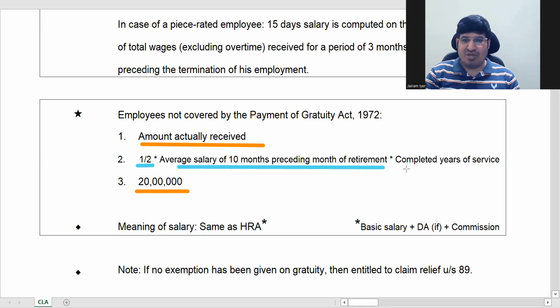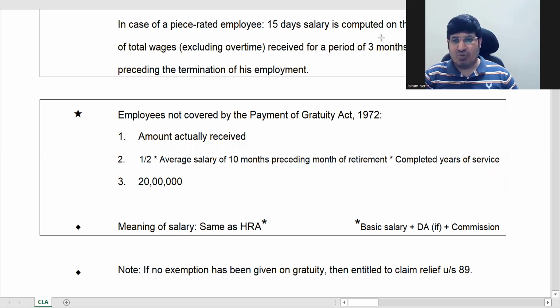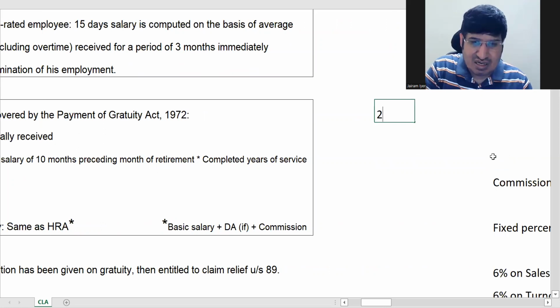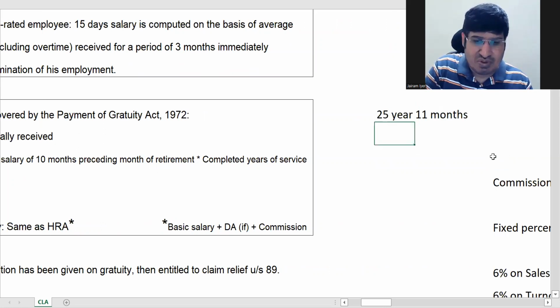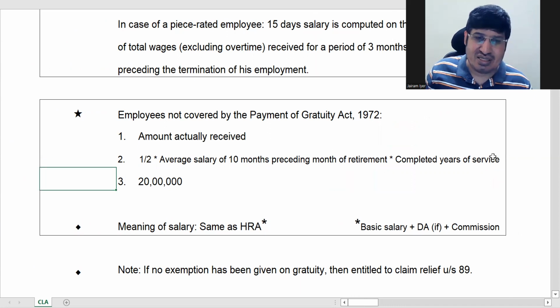And here the year into completed year of service, that thing is not there, and part thereof in excess of 6 months, that is not there. In this case, here what you will do is, if you have got 25 years and 11 months, you will treat it as 25 years. Okay, that part thereof is not there here. Right, this is one thing.